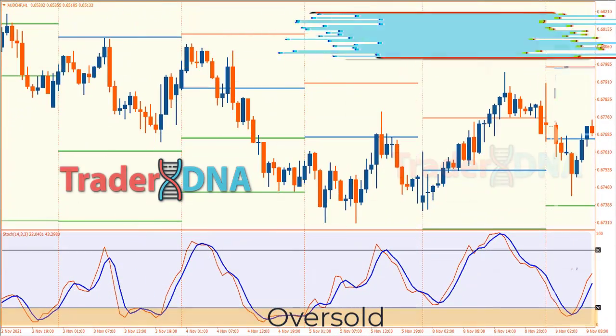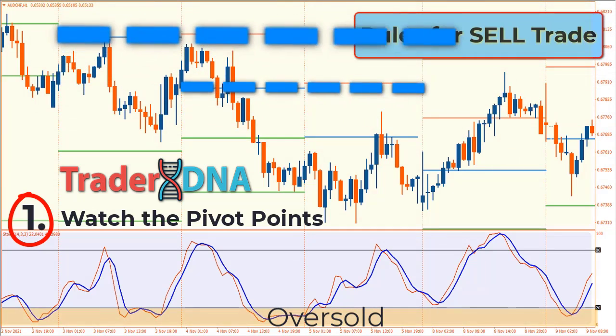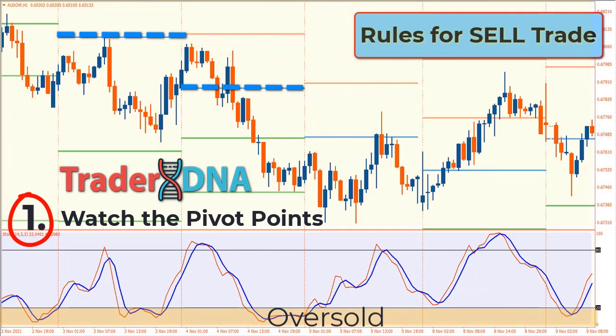Rules for sell trade. Step number 1. Watch the pivot points. Ensure that the current pivot point is lower than the previous one. If the current pivot point is lower than the previous one, we consider taking only short entries.